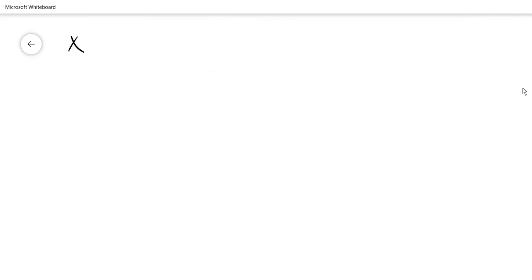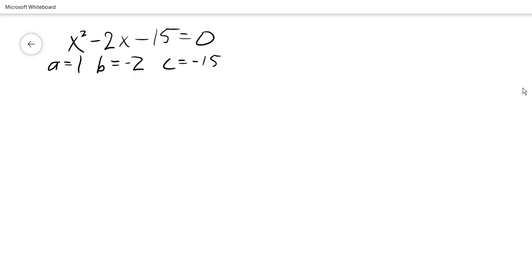Okay, we're using x squared minus 2x minus 15 equals 0. We're going to follow the map. ax squared plus bx plus c equals 0. That means a, in this case, equals 1. It's the number in front of the x squared term. b is negative 2. c is negative 15. And we're going to use them to fill in the blanks here in x equals negative b plus or minus the square root of b squared minus 4ac over 2a.